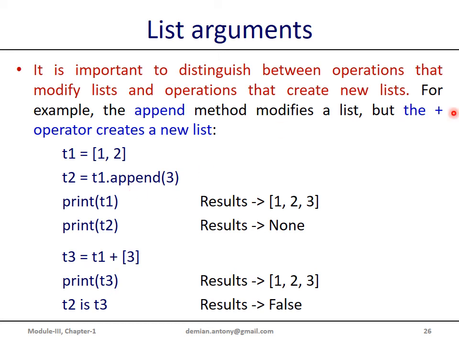And if we use the plus operator, the concatenation operator, with lists, it creates a new list, and there has to be a list variable on the left hand side to hold the newly created list, formed by concatenating two or more lists.